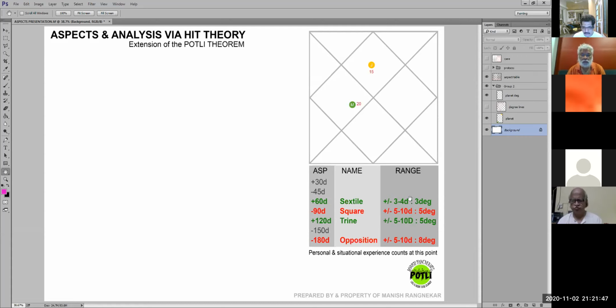Similarly, for the 120-degree hit, this is the range, plus or minus so many degrees. But like I've written over here, if you read different books, you'll realize that different people consider different ranges. But they are more or less within this range. Nobody takes 25 degrees and 30 degrees. It will be within this range. Now, this range 3, 5, 5, 8, what I've written over here, depends on your personal and situational experience. As you do more and more charts, you'll realize that a 3-degree range plus minus does the job.